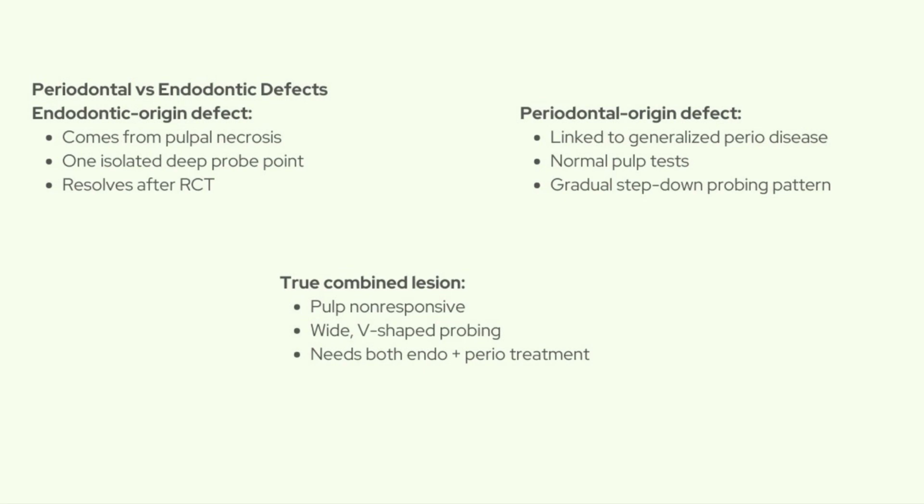And then we have true combined lesions, which honestly are the ones that confuse people the most. These have both periodontal and periapical components. The tooth is typically non-responsive to pulp tests, and the probing pattern is wide, V-shaped, extending apically. These lesions require both endodontic and periodontal therapy. A common error is assuming that one treatment alone will resolve it.